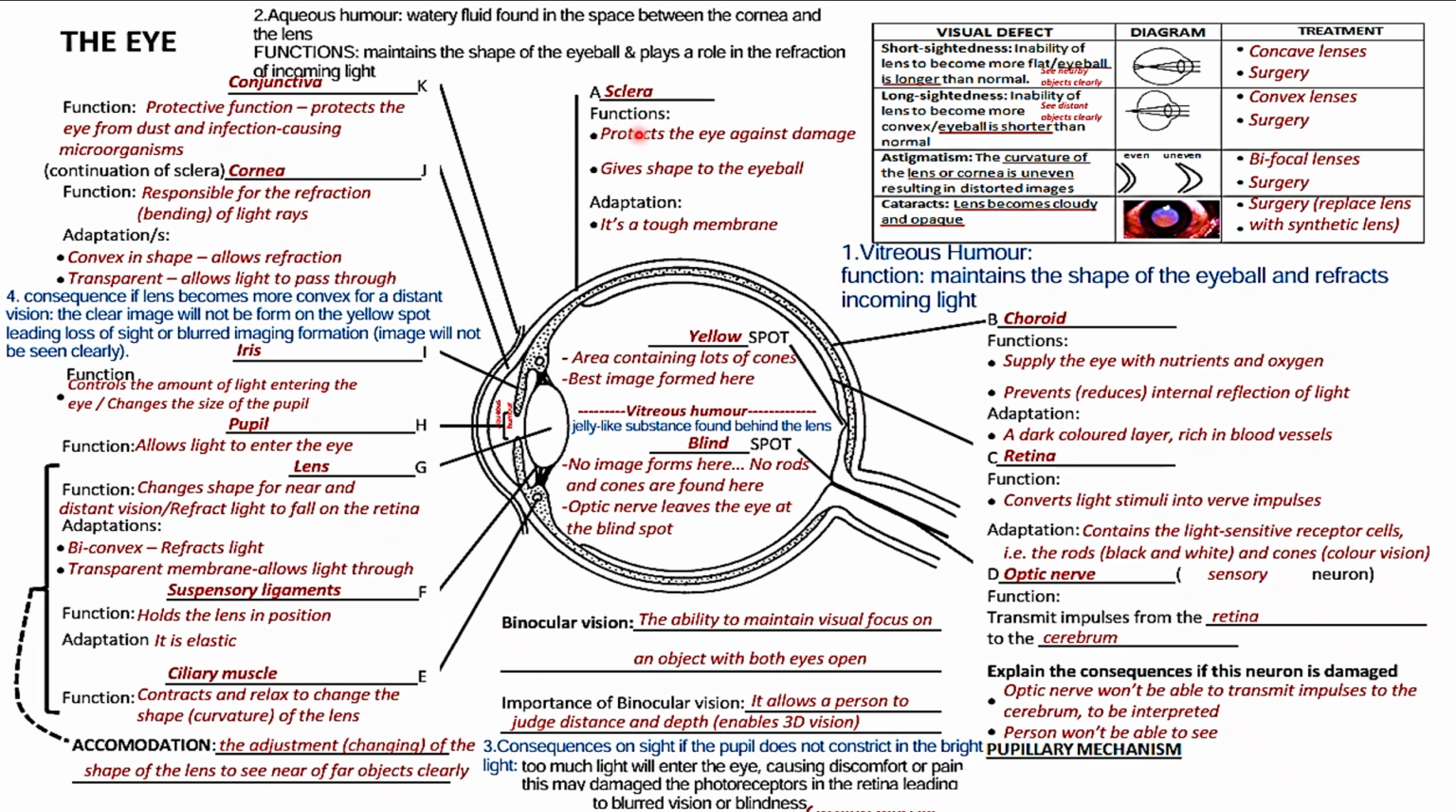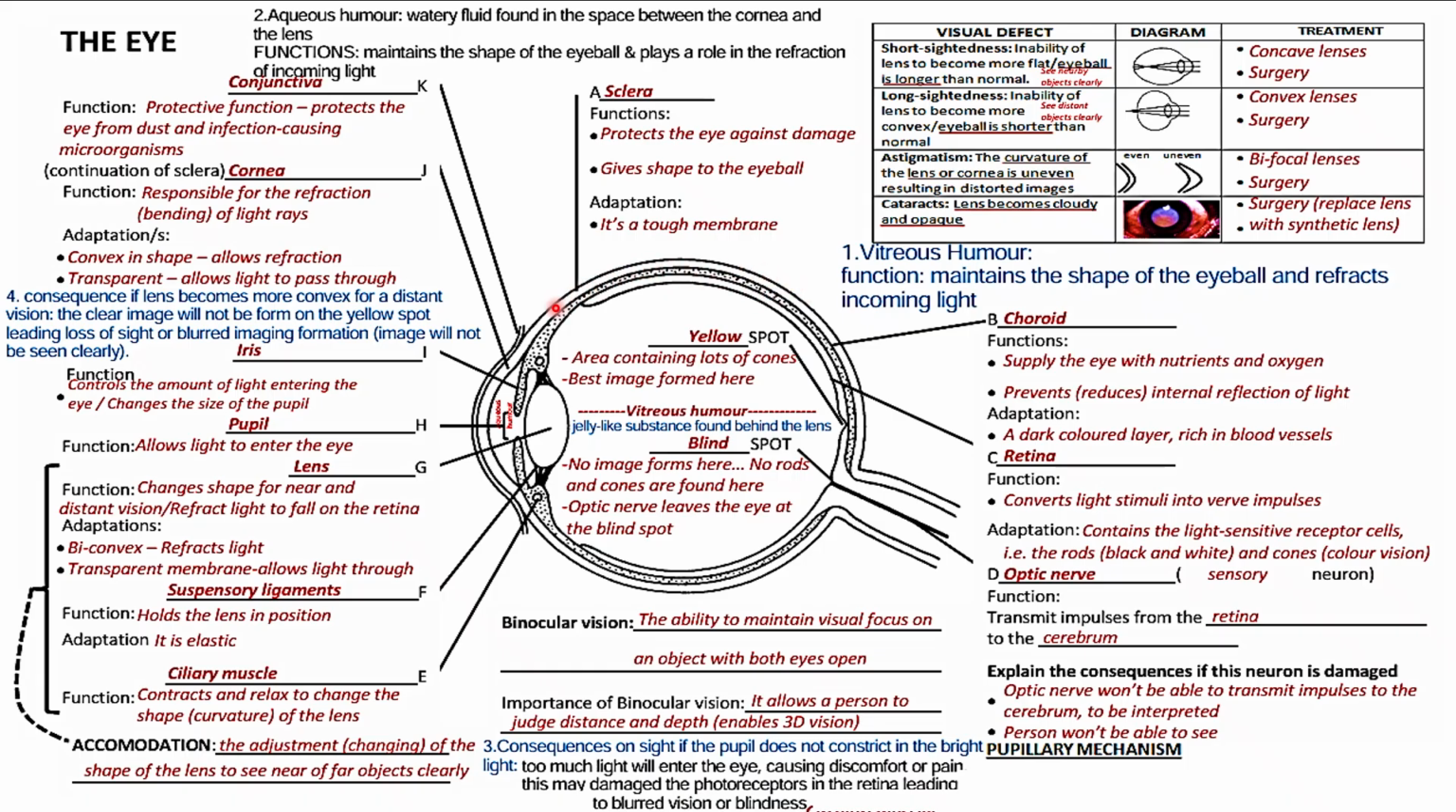And what are its functions? Like we did earlier on, for every part you have to know its structure, functions, adaptations, and then the consequence if it is damaged. So what are the functions of the sclera? It protects the eye against damage, and also it gives shape to the eyeball. And how is it actually designed or adapted to perform its functions? It is a tough membrane. So that is the reason it is called sclera.